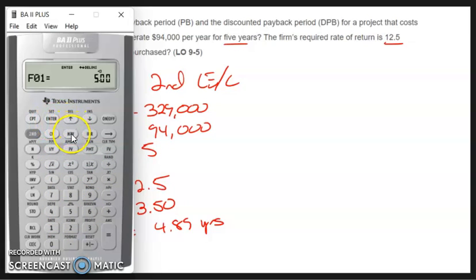Enter. Now we're going to NPV. So I is 12.5, enter. And we go down past NPV, net future value, to payback period, and hit compute, get 3.5. Now the discounted payback period, compute, 4.89 years.